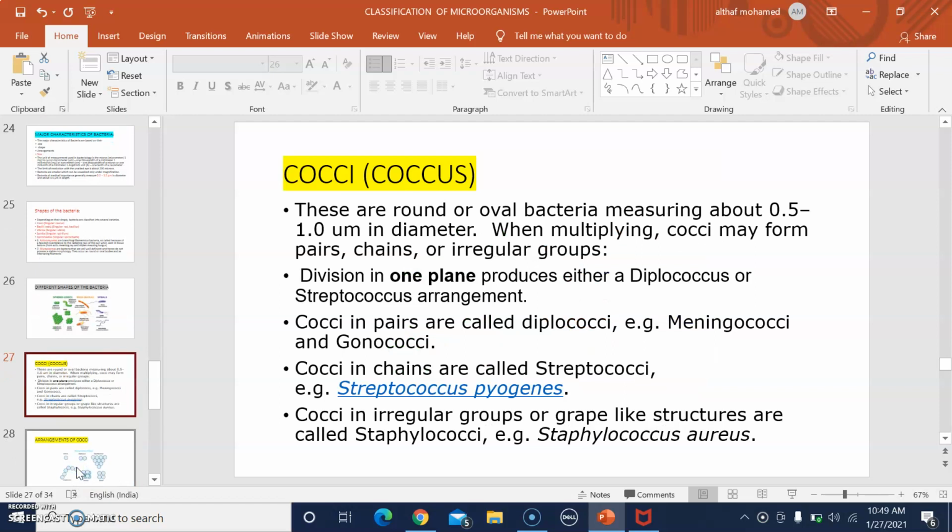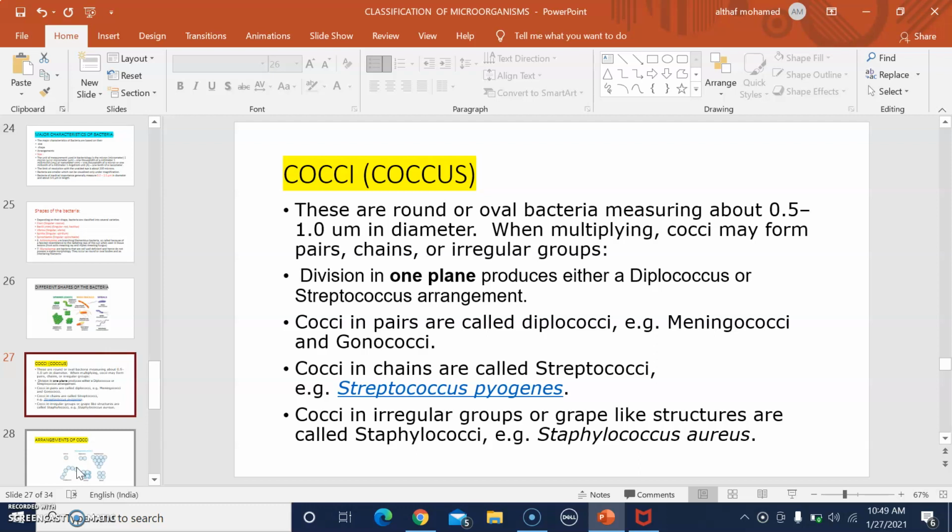First of all, cocci or coccus. These are round or oval bacteria measuring about 0.5 to 1 micrometer in diameter. When multiplying, cocci may form pairs, chains or irregular groups. So these are oval or round bacteria.